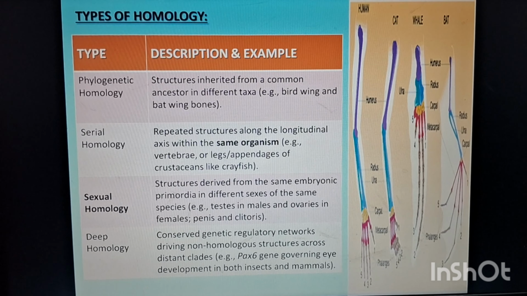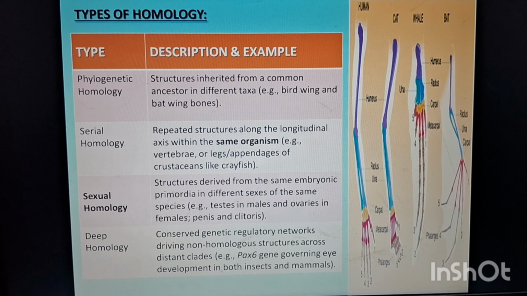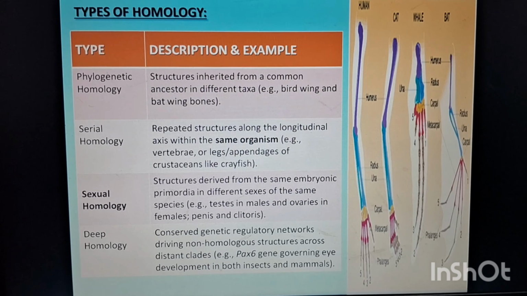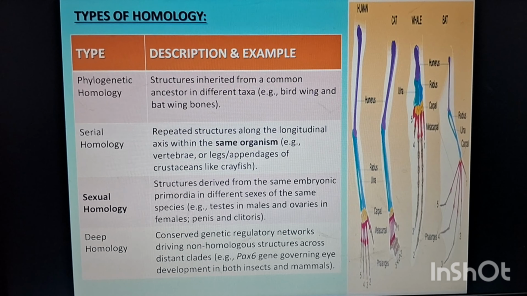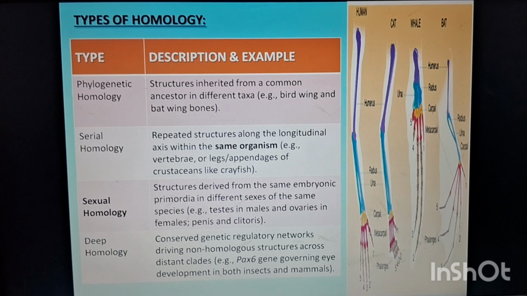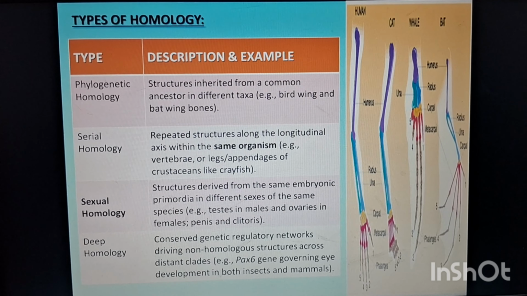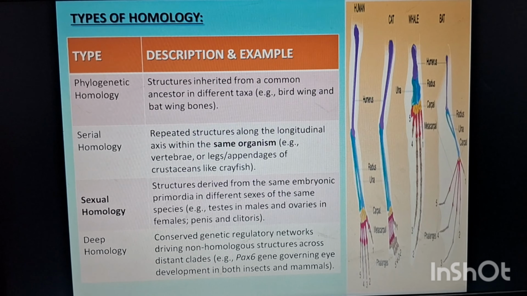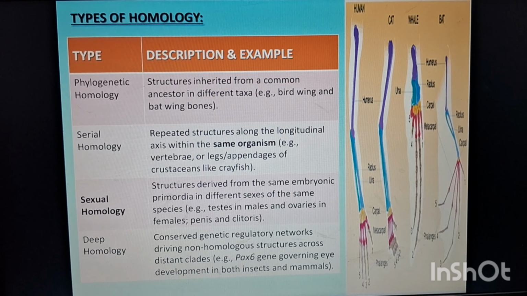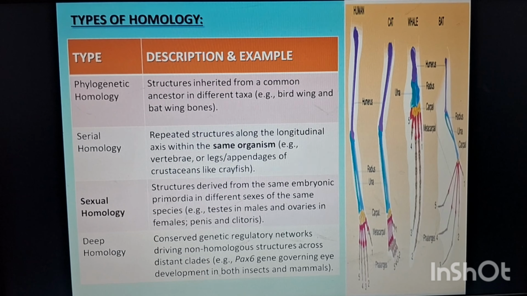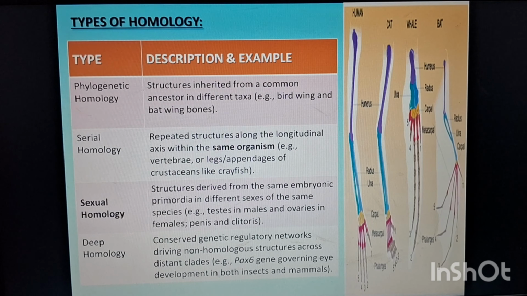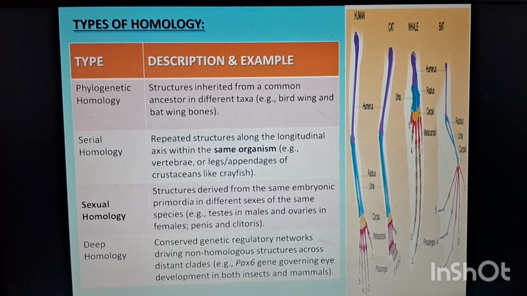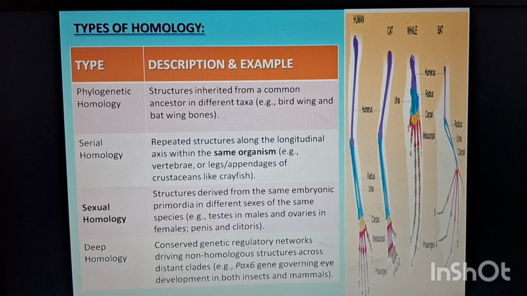First type is phylogenetic homology. It is structures inherited from a common ancestor in different taxa. Example, bird wing and bat wing bones. Next type is serial homology. Serial homology is repeated structures along the longitudinal axis within the same organism. Example, vertebrae or legs, appendages of crustaceans like crayfish. Next type is sexual homology. Structures derived from the same embryonic primordia in different sexes of the same species. Example, testes in males and ovaries in females, penis and clitoris.